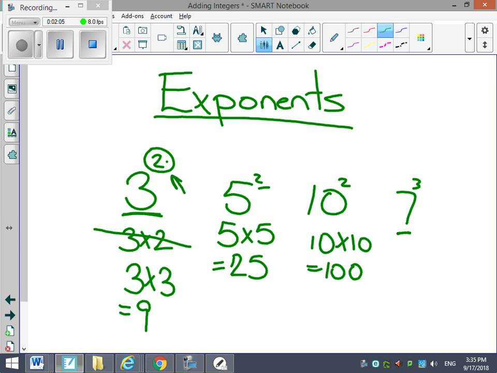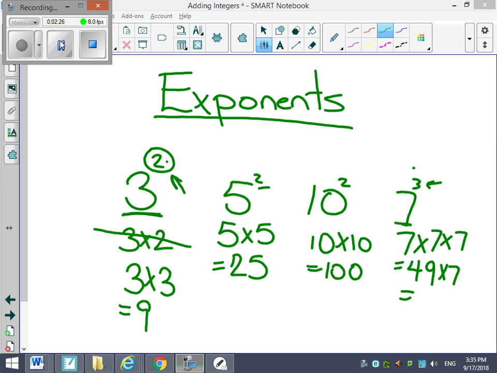Now this last one, I don't have a calculator with me, but this is 7 to the exponent 3. And when we have a different exponent, this still is telling me I'm going to do 7 times itself 3 times. So that's 7 times 7 times 7. Now I know 7 times 7 is 49, but I also have to multiply it by 7 more. I don't have a calculator handy, but I'm going to do a little mental math. I'm going to change that 49 in my head to 50. And I know 50 times 7 will be 350.